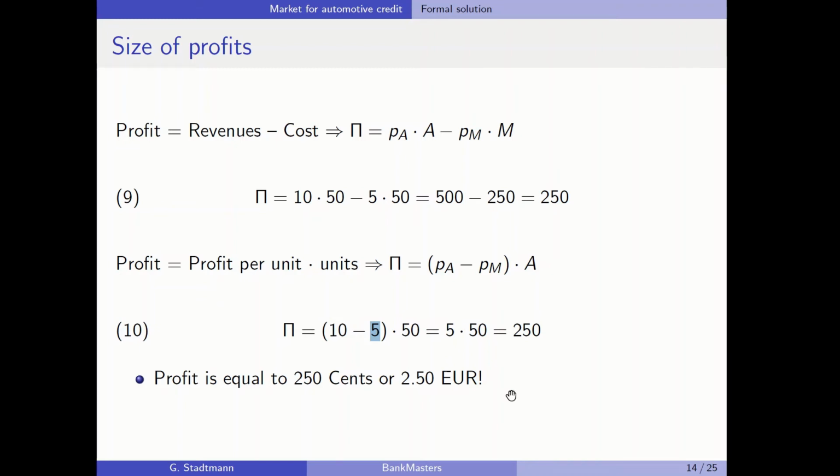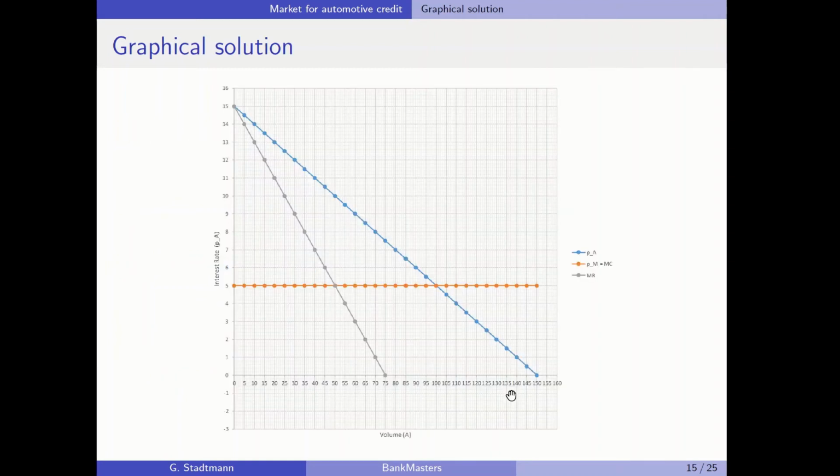In the next step, we were asked to perform a graphical solution of this problem. In this graph, you can see 3 different lines. On the vertical axis in this diagram, we have once more the interest rate, and on the horizontal axis, we have the volume. So we are working in a typical price quantity diagram. Then you can see here the 3 lines. We have a blue line, which is the demand relationship, which stems from the automotive credit market. It starts at 15, and it has a slope of minus 0.1.